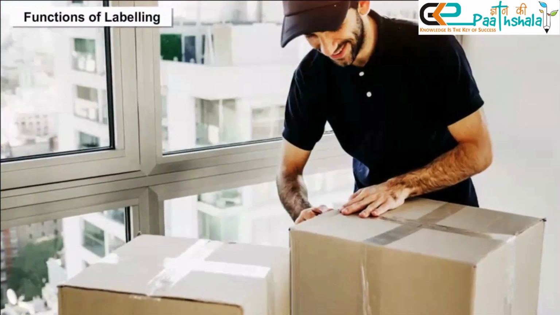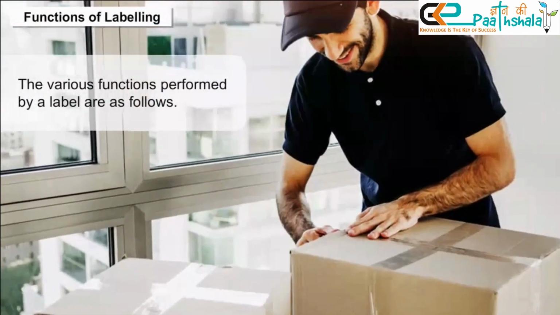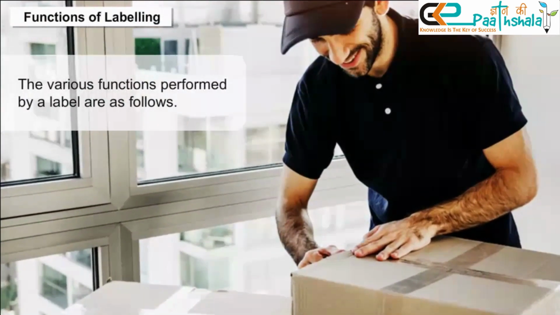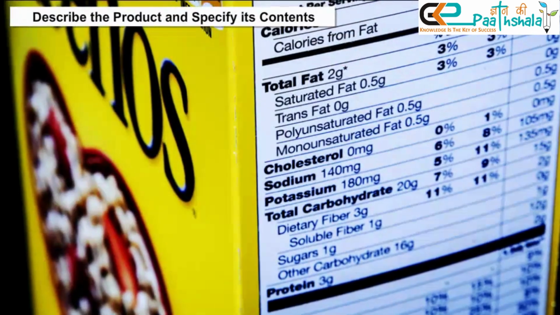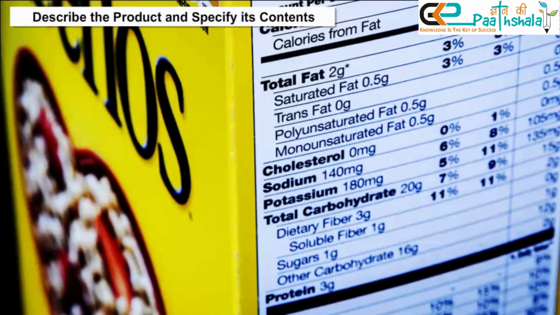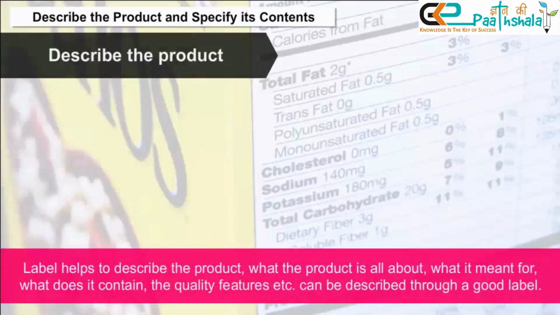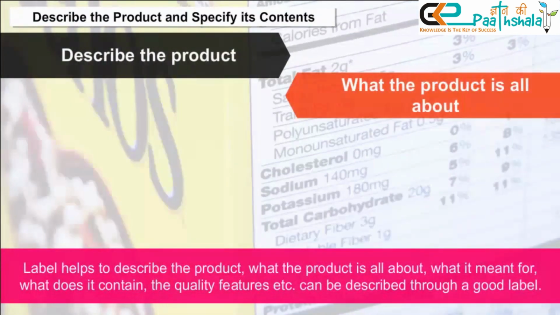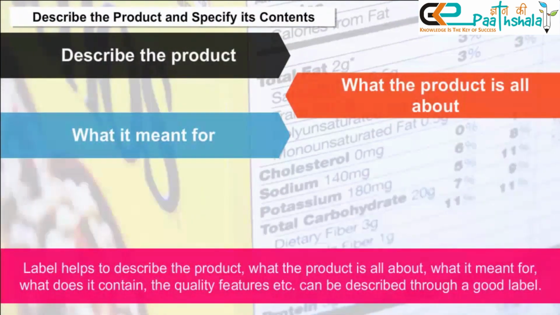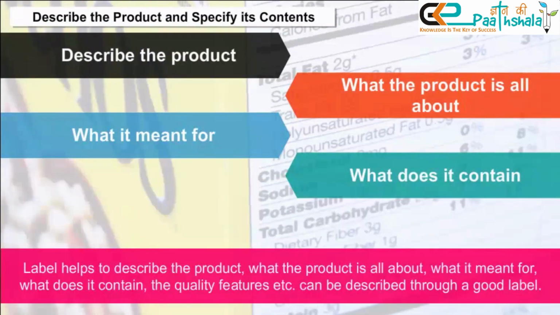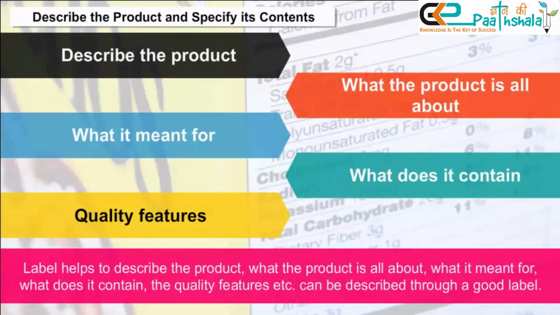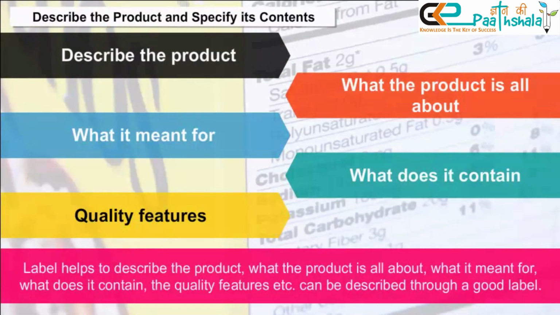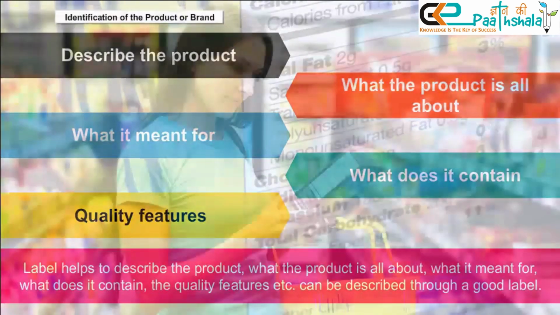Functions of labeling. The various functions performed by a label are as follows. Describe the product and specify its contents. A label helps to describe the product: what the product is all about, what it is meant for, what it contains, the quality features, etc. can be described through a good label.